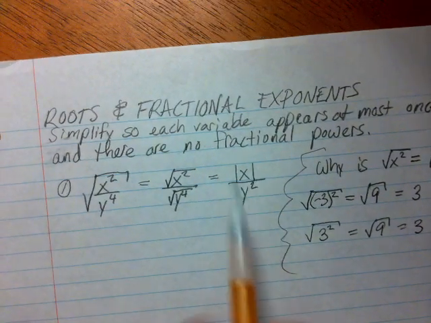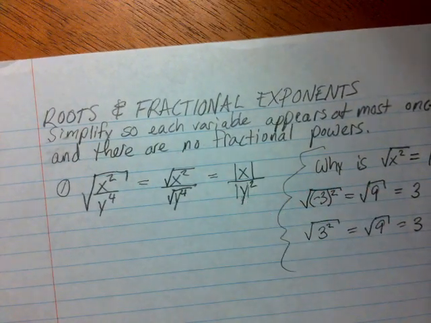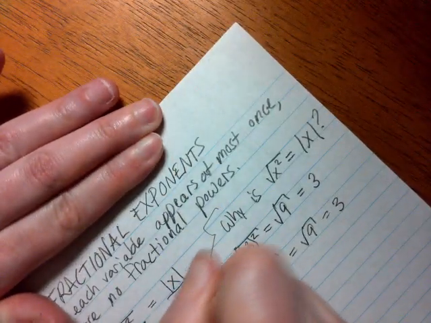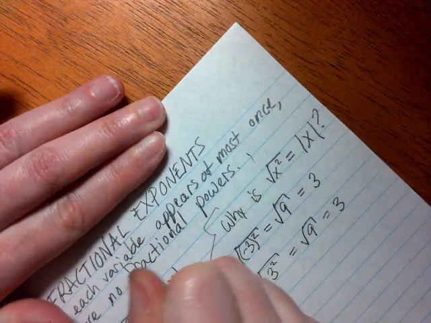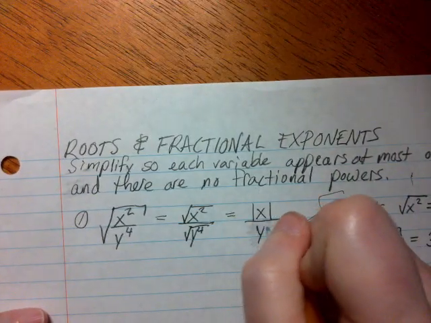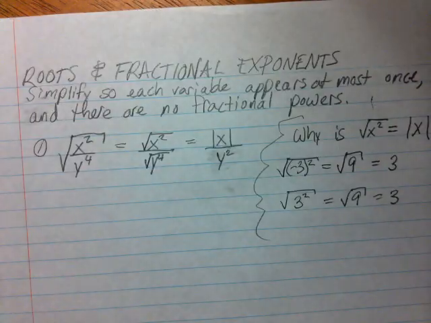It is also the absolute value of y squared. It just happens to be the same thing as regular old y squared, so you don't have to write it like that. So this is something that you have to worry about whenever you have an even power.